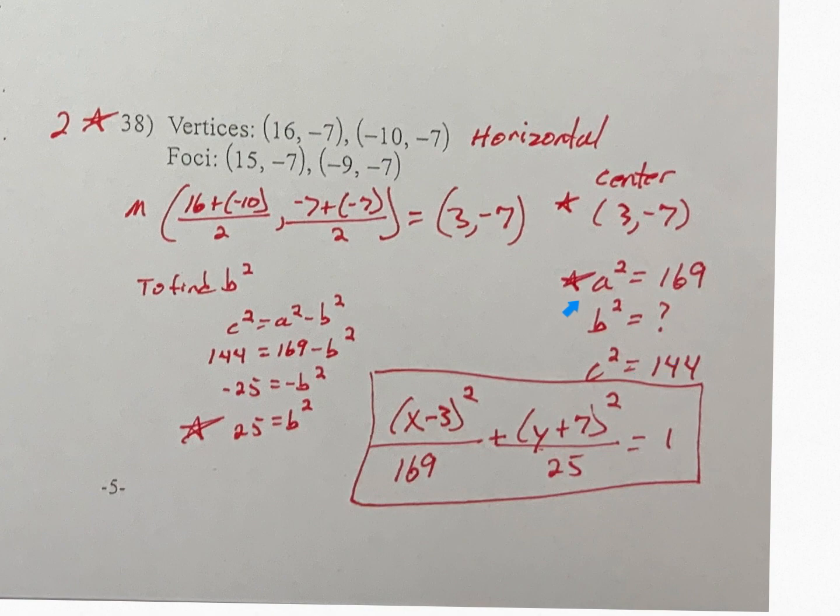Now you need to plug in your formula to find b squared. We use c squared equals a squared minus b squared. So 144 equals 169 minus b squared. When you subtract 169 from both sides, you get negative 25 equals negative b squared. Then you divide by the negative 1, and you get b squared equals 25. So now you have b squared, a squared, and the center, and you can write your equations. Because you know it's horizontal, the a squared is with the x variable, and then you just plug in the center, equals 1.